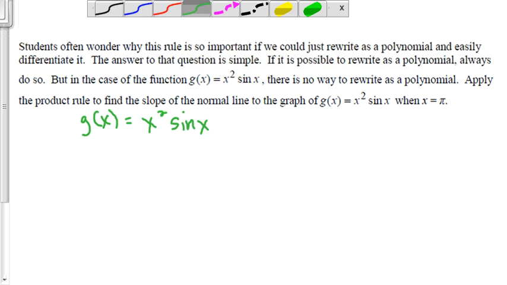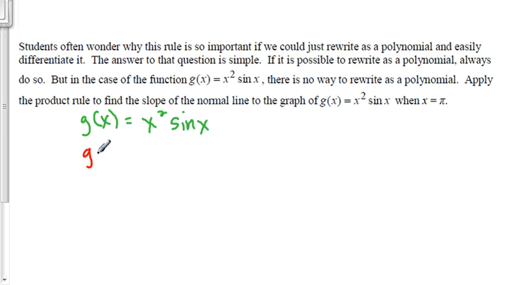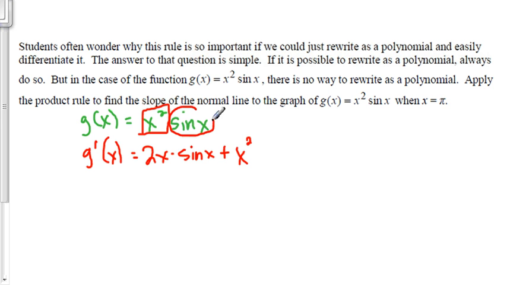The product rule states to first take the derivative of the first term. So here's my first term. That'll be 2x. Multiply that by what we had for the second term, which is just sine x. Now we're going to leave the first term as is, but then multiply that times the derivative of the second term. So that is the derivative.